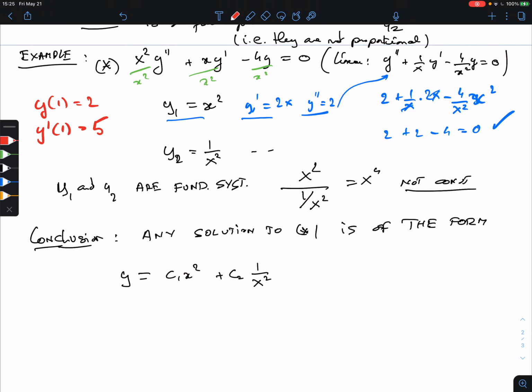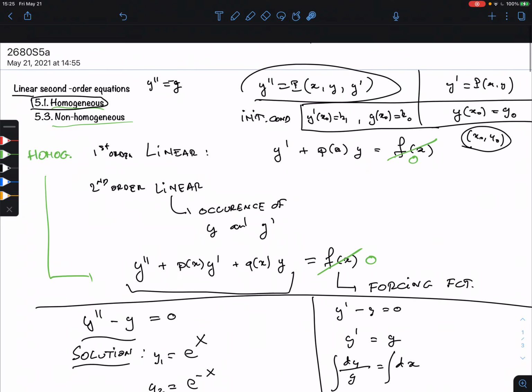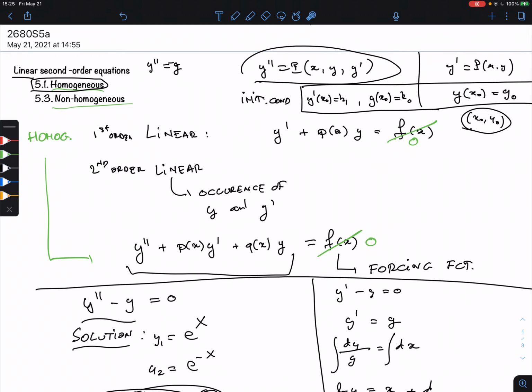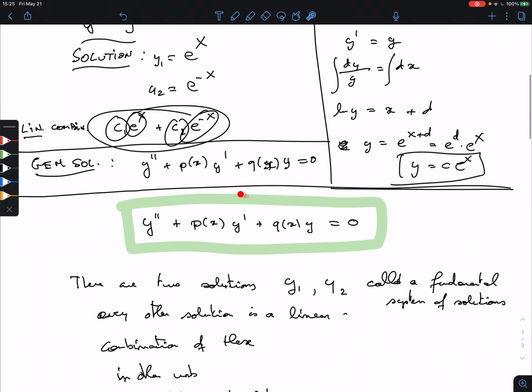How do we find these now? Can we find a solution that satisfies the differential equation and the initial condition? I didn't write it down, but what I told you was that this equation with the initial conditions has a unique solution.